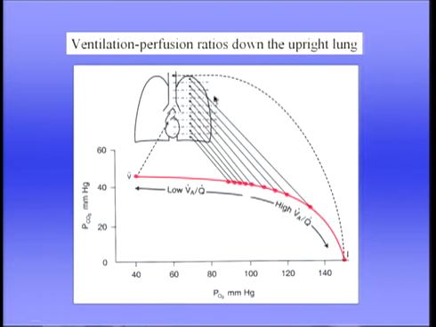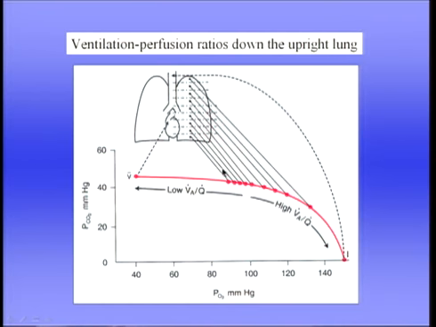Here we've got the upright human lung with a series of imaginary slices, 9 imaginary slices. And each of these has a different ventilation perfusion ratio. The top of the lung, as we just saw, has a very high ventilation perfusion ratio, and therefore it's located towards the end of this ventilation perfusion ratio line. As we go down the lung, the ventilation perfusion ratio decreases, and at the bottom of the lung, the ratio is relatively low, and therefore it's indicated by a point here.